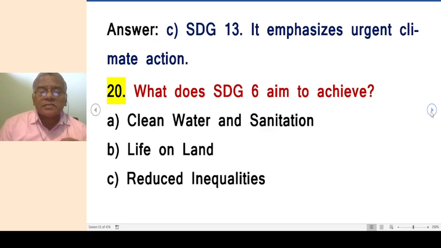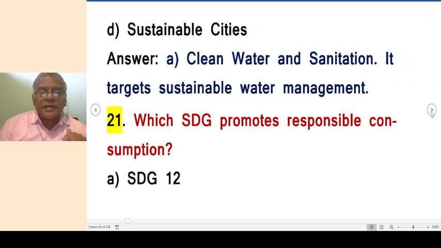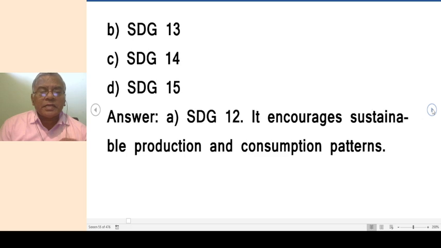What does SDG 6 aim to achieve among the four? That is clean water and sanitation. Which SDG promotes responsible consumption? That is SDG 12. This SDG 12 encourages sustainable production and consumption patterns.